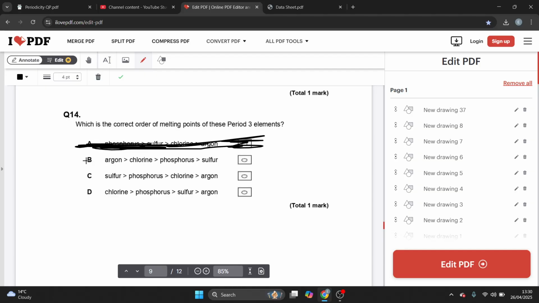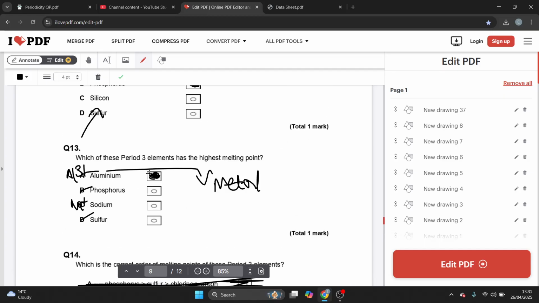Argon has a higher melting point than chlorine. That's not true. Just need to spot one. Sulfur has a higher melting point than phosphorus. That is true. Phosphorus has a higher melting point than chlorine. That is true. And chlorine has a higher melting point than argon. Yes, that is true. And let's look at D. Chlorine has a higher melting point than phosphorus. Definitely not, and then you can cross it out. So yeah, C is the correct answer.